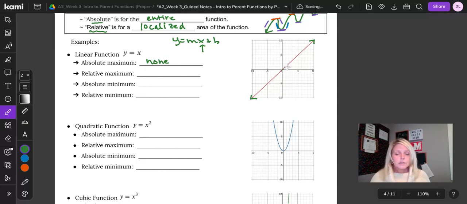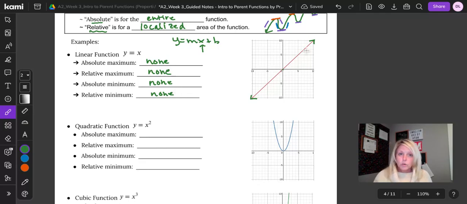On the same token, there's no relative maximum, because there's no place where we have a curve. Linear functions are straight with no restrictions, so we have no relative maximum. And then same if we go down: if we follow the graph to the left towards negative infinity, it continues to get lower and lower and lower. So again, there are no relative extrema for a linear function if you don't have any restrictions on your domain.